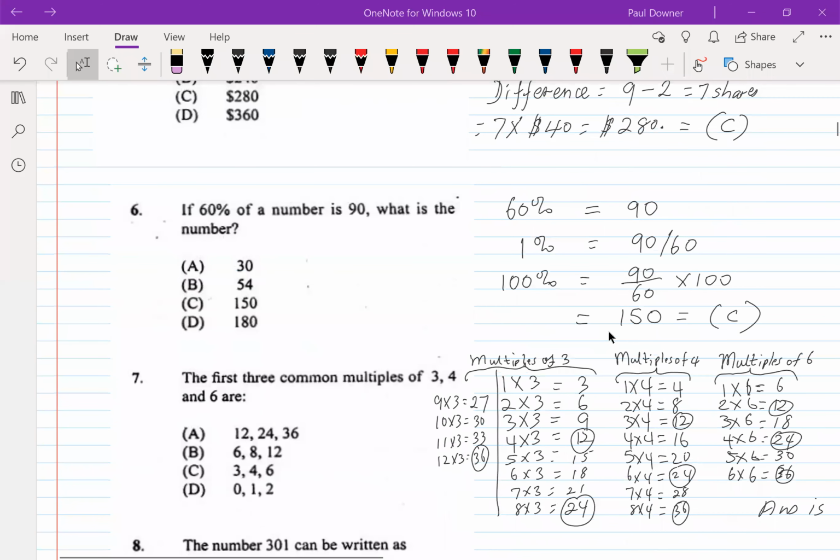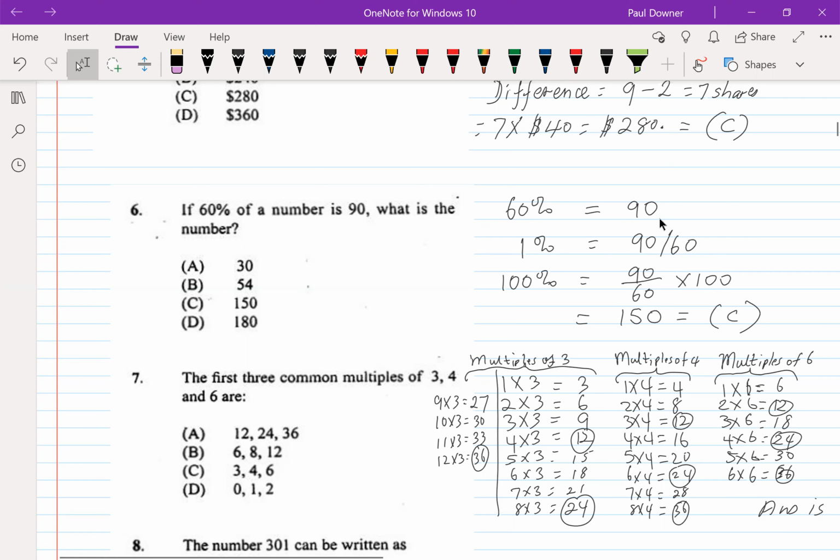Okay, let's go down to number 6. If 60% of a number is 90, what is the number? Okay, so if 60% is equivalent to 90, let's find 1%. So again, it's like a unitary method we're using, right? We're saying that if 60% is equivalent to 90, then 1%, of course, would be 90 divided by 60. And therefore, the number, which would be 100%, would be 90 over 60 times 100, right? So again, this is the unitary method.